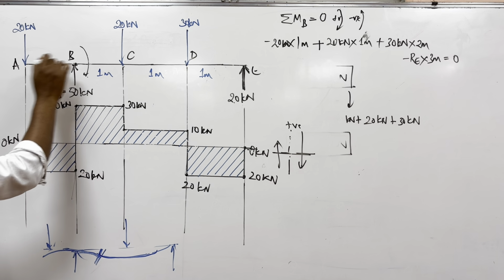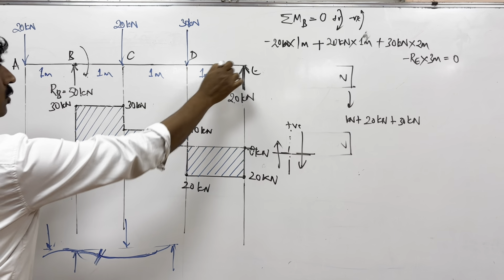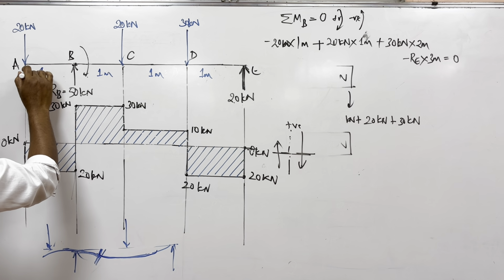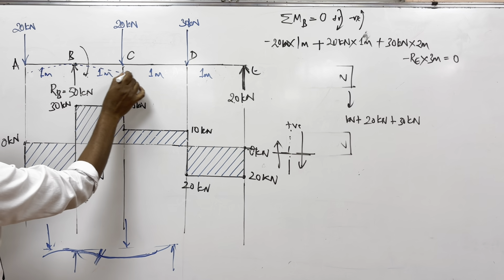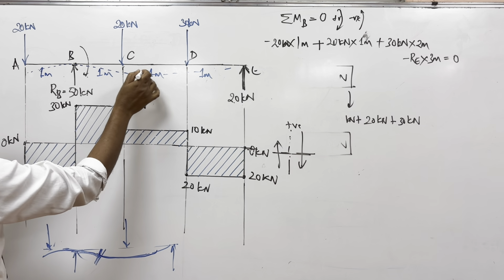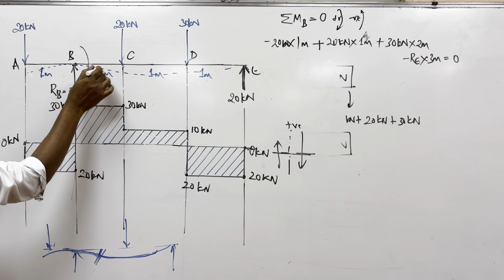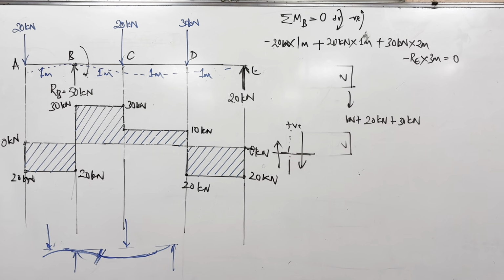Expected. Now this beam would have bent like this, but there's a force here. So you're expecting this beam to bend like this. Somewhere here, the sagging part will become hogging. Now you should expect it here. Okay. You can find where this is.